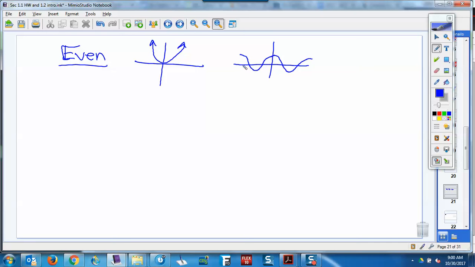Okay? What is it that makes those even functions? What do they have in common? What kind of symmetry? Y-axis symmetry. So y-axis symmetry is an even function. We get an exact copy on the left side of the y-axis and the right side of the y-axis, okay? It gets its name from the fact that, for example, x squared has an even power.